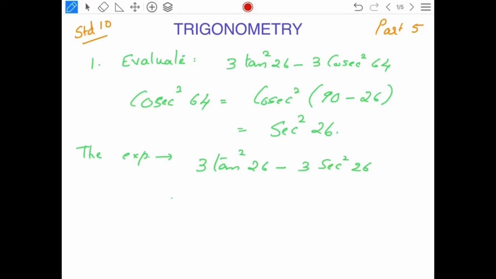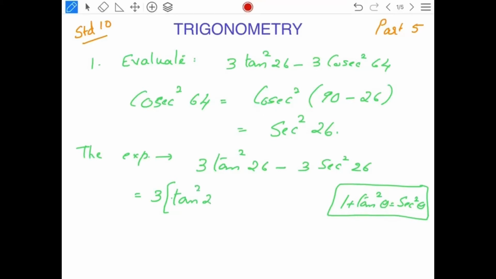Now we have 1 plus tan square theta is equal to secant square theta. You know the identity. So tan square theta minus secant square theta will become minus 1. So this is equal to 3 into tan square 26 minus secant squared 26, which is 3 into minus 1, equal to minus 3.